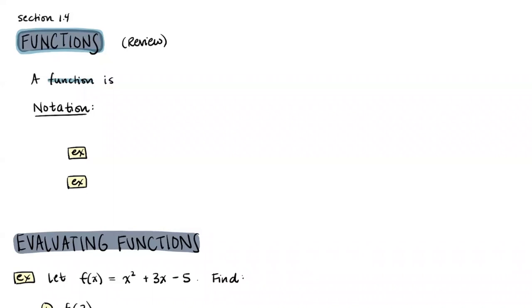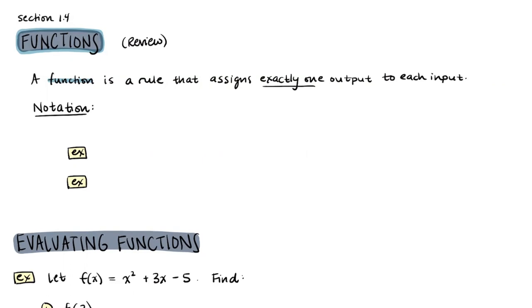So a function is a rule, so it has a formula, in other words, but it's a rule that assigns exactly one output to each input. So exactly one is the key thing here.